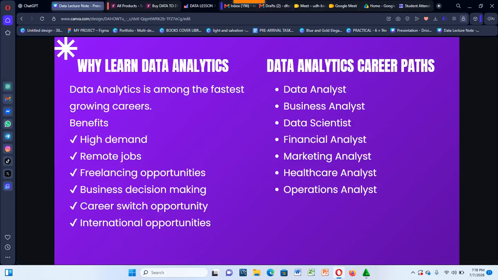Moving forward, why learn data analytics? Why is it good for you to learn it, to be an analyst? Data analytics is among the fastest growing careers. Imagine a career that virtually every business sector, every industry in the whole world, uses. So it means that it's going to be a growing and the fastest career in tech in Nigeria.